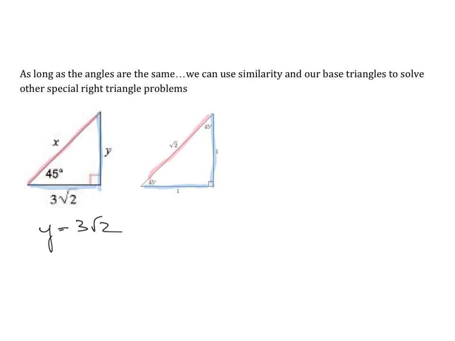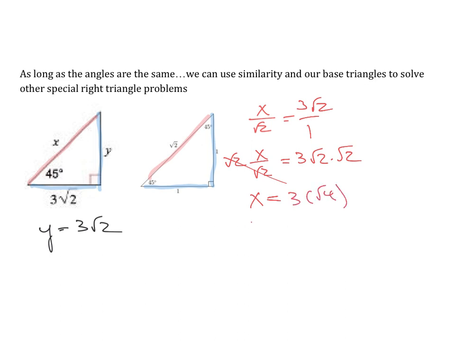All right, so we have x over root 2, and that's going to equal 3 root 2 over 1. I can simplify that right side, so I just have x over root 2 is equal to 3 root 2. And then I'm going to finish solving for x by multiplying both sides by root 2 here. So then we get x is equal to 3 times root 4, which will simplify to be 3 times 2. And finally, we get x is equal to 6.